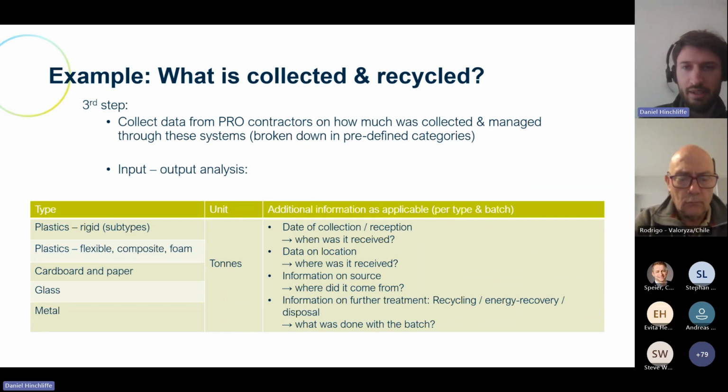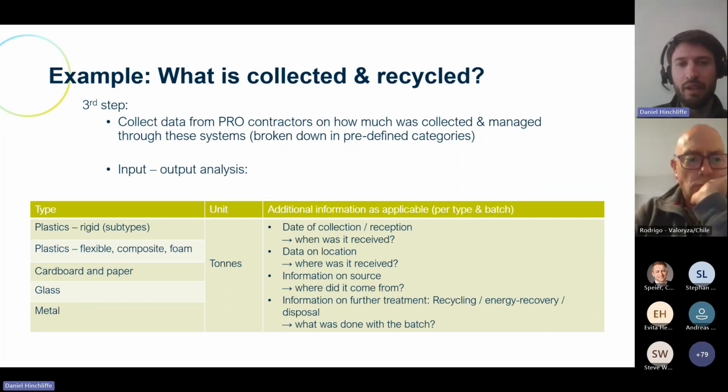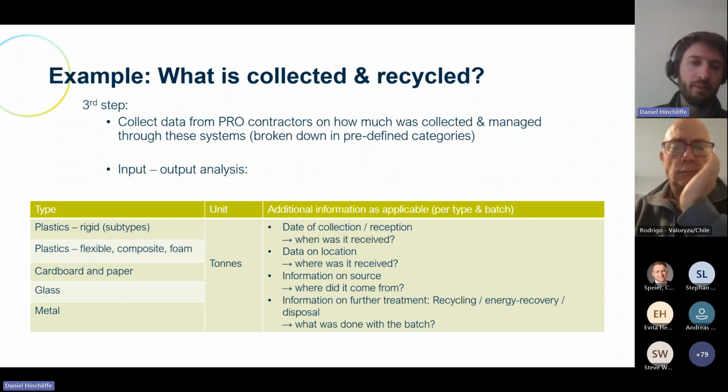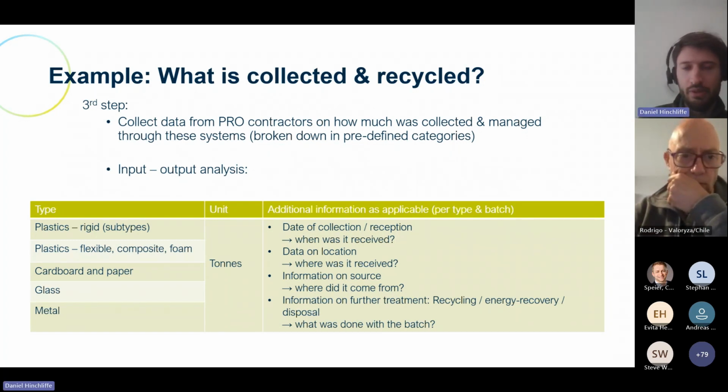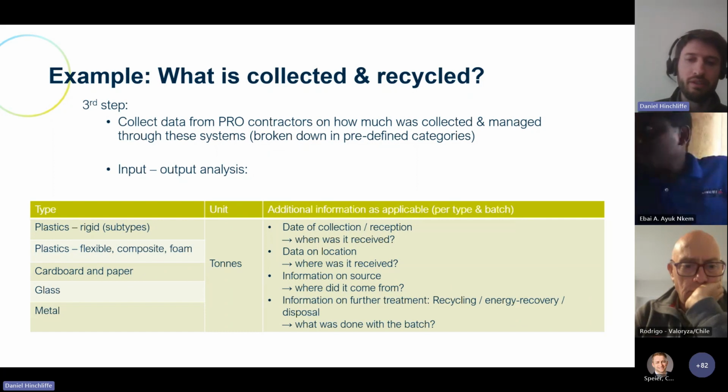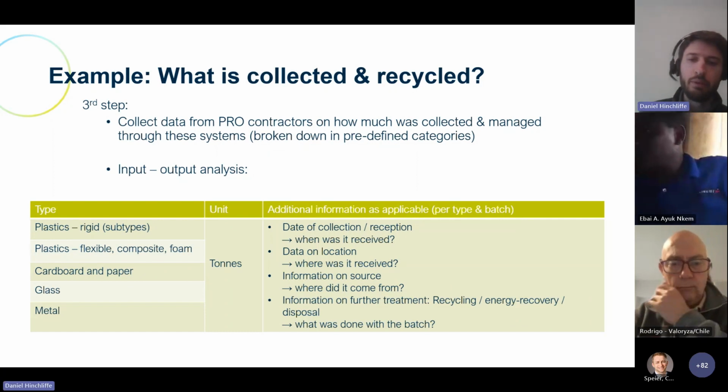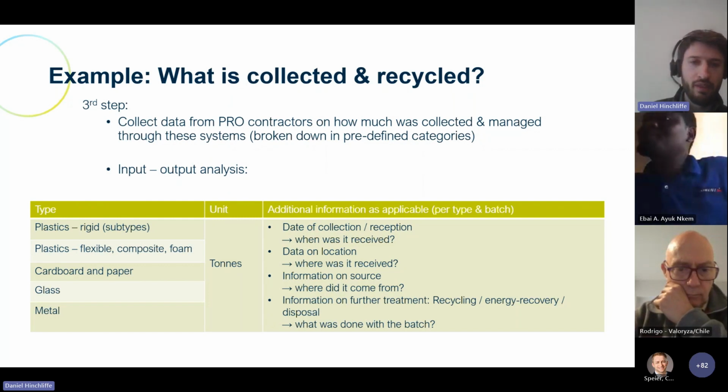So that's the recyclers and collectors, how much was collected and how much was managed through these systems according to each of our packaging categories. So here we want to finally have an input-output analysis of what was entering and what was leaving the recycler, in tons. If we have it on a batch-based process, we can also look at what date it was collected, when it was received, where it was received, and get other information on the source and so on. But finally, we want to know as well what happened with it. Did it go into recycling, energy recovery, or disposal? So this is the data from the recycler side.